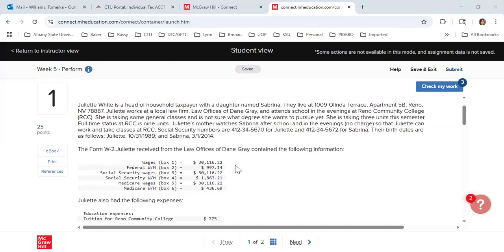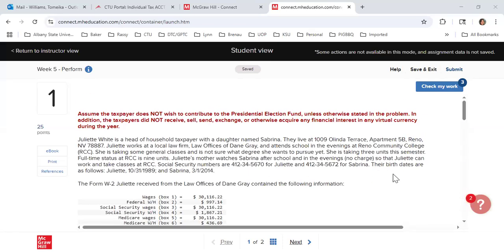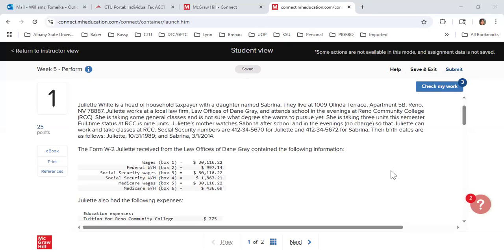So the very first problem says Juliet White is a head of household taxpayer with a daughter named Sabrina. They live in Reno, Nevada. Juliet works at a local law firm, the law offices of Dane Gray, and she attends school in the evenings at Reno Community College. She is taking some general classes and is not sure what degree she wants to pursue yet. She is taking 3 units this semester. Full-time status at RCC is 9 credits or 9 units. Juliet's mother watches Sabrina after school and in the evenings, no charge, so that Juliet can work and take classes at RCC.